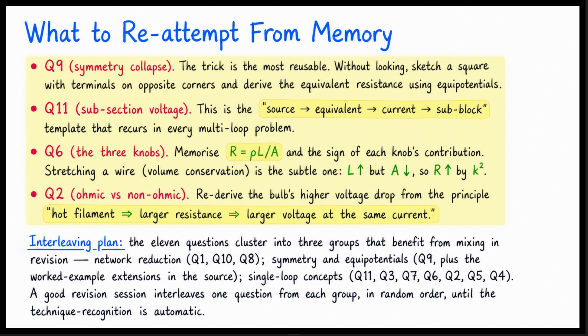Q6, the 3 knobs. Memorize R equals rho L/A and the sign of each knob's contribution. The subtle one is stretching a wire. L goes up, A goes down, and R goes up by k squared. Volume conservation is the hidden constraint. Q2, ohmic versus non-ohmic. Rederive the bulb's higher voltage drop from the principle that a hot filament has larger resistance and therefore demands a larger voltage at the same current. Interleaving plan for revision. The 11 questions cluster into 3 groups.